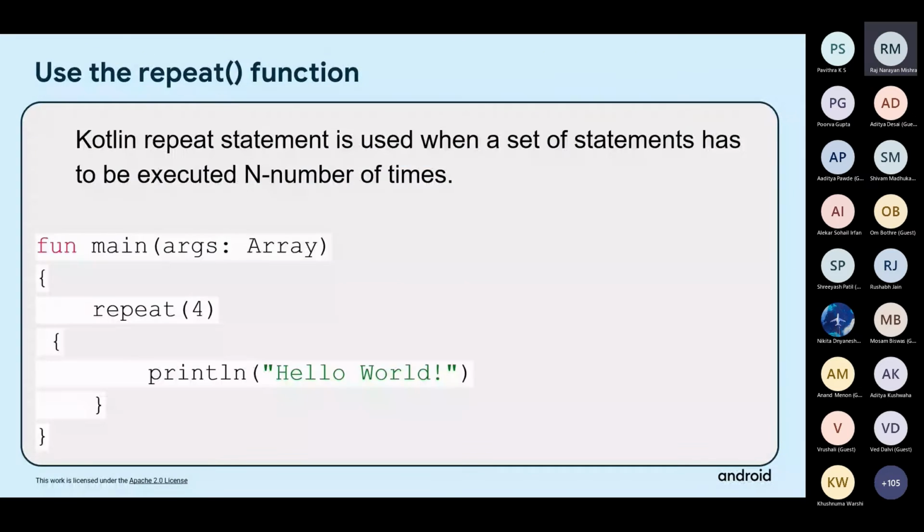Now, using the repeat function. The Kotlin repeat statement is used when a set of statements has to be executed n number of times. Like you are using your for loop, while loop, the for will run until the condition is met, the while will also do the same. Like i less than 10, then i will increase, it will go to 10, then the function will stop. The same works in Kotlin, but the syntax is changed.